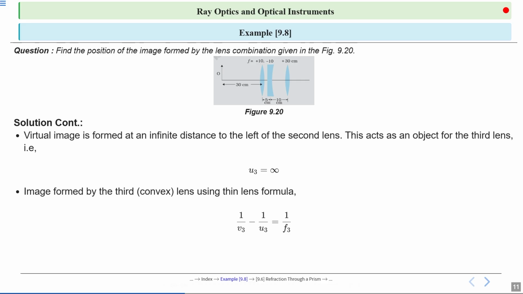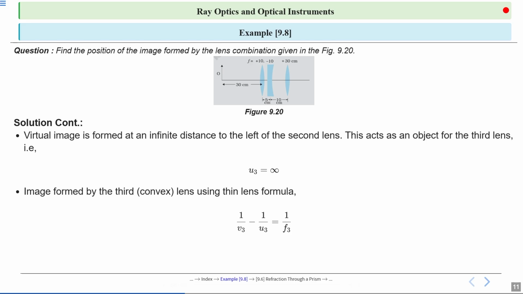So the image formed by the third lens. Now we are not taking minus infinity because it is minus 0 plus 0. It has no meaning. It is 0 only. Similarly, minus infinity plus infinity has no meaning, only infinity. Minus infinity we can write, but 1 upon minus infinity and 1 upon plus infinity will automatically convert to 0. So it will not affect the result.